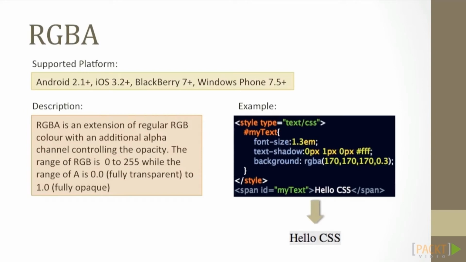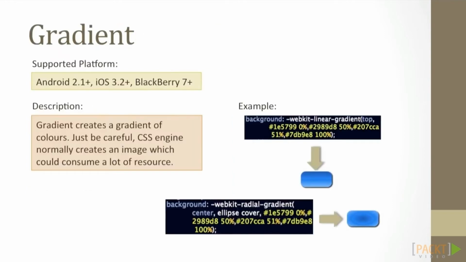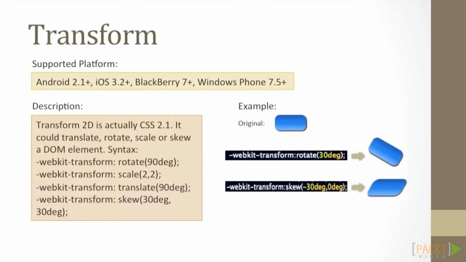The RGBA allows an extra alpha channel to set the opacity of the color. It uses few resources. The gradient function creates a gradient of color. It actually creates an image. It uses a lot of resources. Avoid using it with a long list. The transformation applies a transformation to an element. It uses medium to high resources depending on the complexity of the transformation.